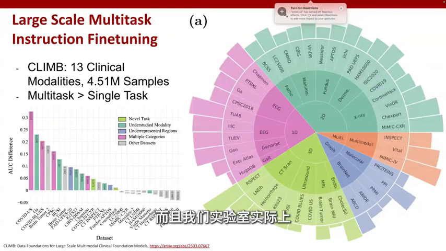In our lab, we also have ongoing work where we collected a foundational clinical multitask instruction tuning dataset that includes data from 13 clinical modalities and over 5 million question answer pairs. We also show that if you train the model on every task, it's better than if you only train the model on a single task.